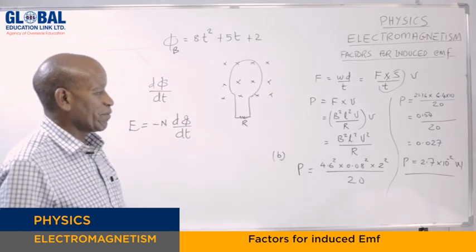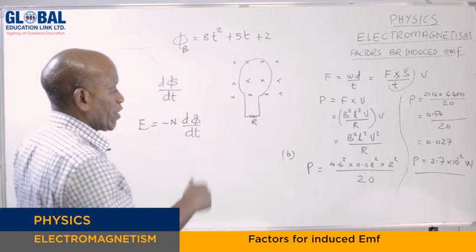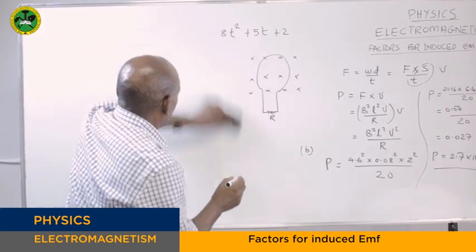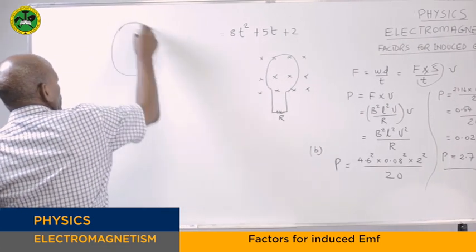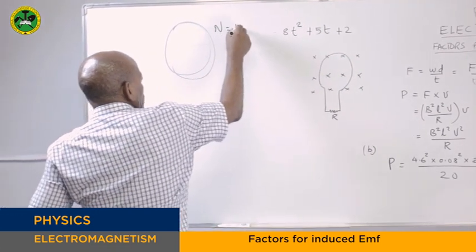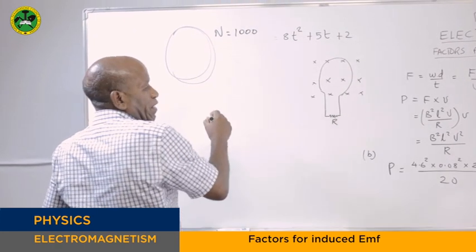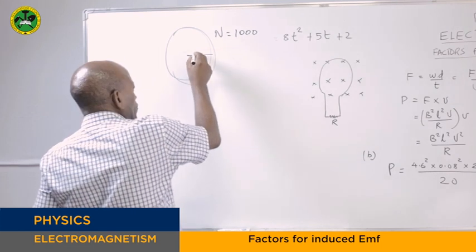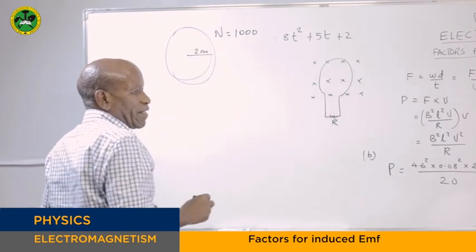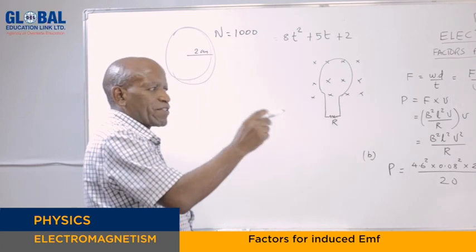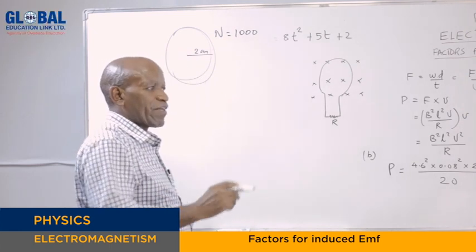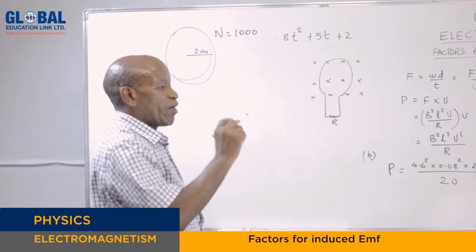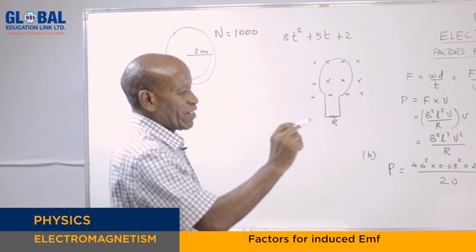Okay, with this question, you are given a circular coil with 1,000 turns, and the radius of the circular coil is given as 2 centimeters. It is given that this coil is placed in a magnetic field which varies at a uniform rate in that time. So we are asked to determine the amount of charge induced in the coil.